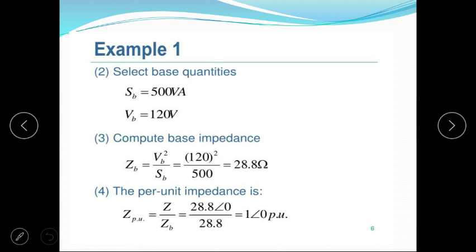Now we select the base quantities. S base is 500 VA and V base is 120 volt. So Z base is equal to V base square upon S base, that is 120 square upon 500, that is 28.8 ohm. So the per unit impedance is Z actual upon Z base, that is 28.8 divided by 28.8. So the value of Z per unit is 1.